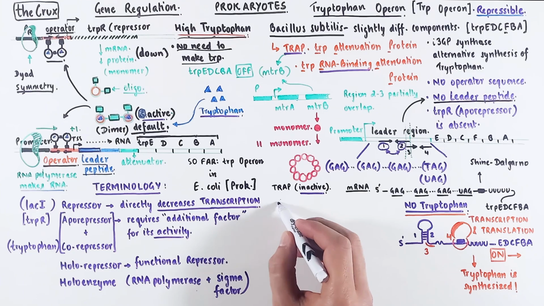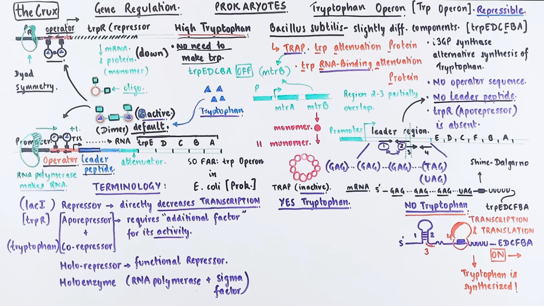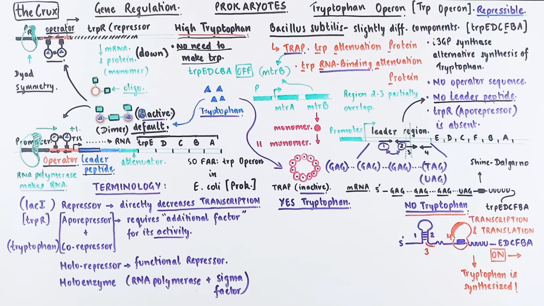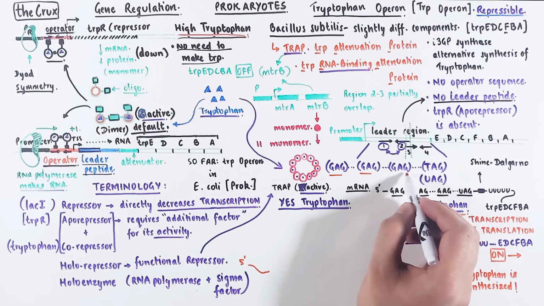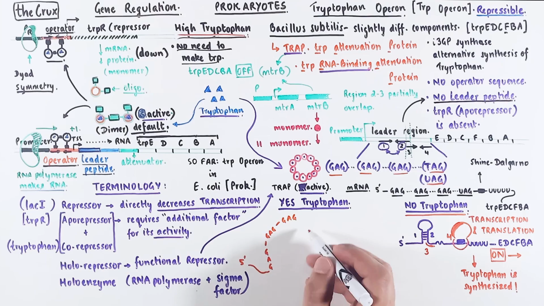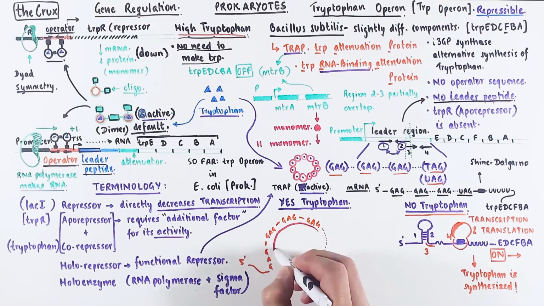This is exactly what you would expect when the cell is low on tryptophan concentration. It will turn the operon on and make tryptophan. Now let's consider the case where you already have a lot of tryptophan in the cell. And when you have a lot of tryptophan in the cell, the amino acid binds the inactive TRAP protein and makes it active. And this becomes the holorepressor. This is similar to the trp dimer of E. coli, where you need tryptophan to make it active. Here's the interesting bit. When the TRAP is active, the GAG and UAG repeats in the RNA are like the binding sites for the TRAP protein. Because remember, TRAP protein is an RNA binding protein.